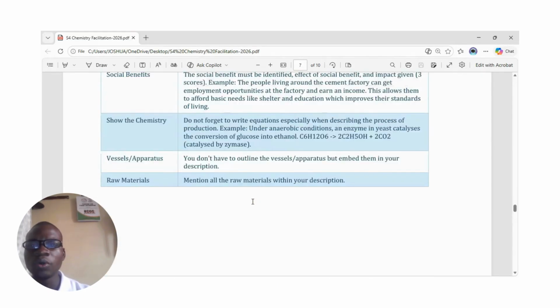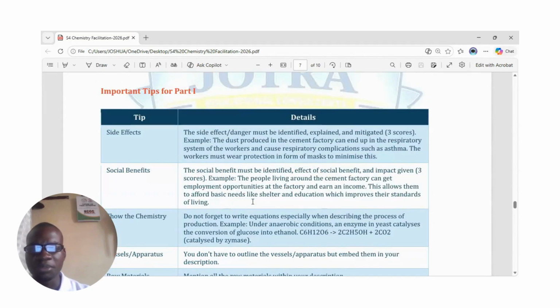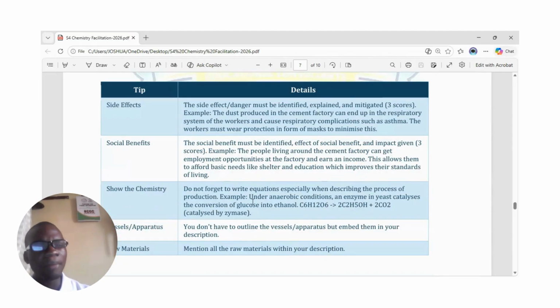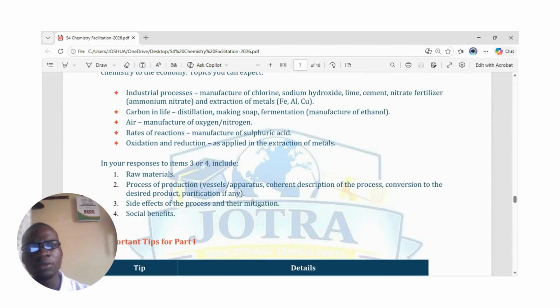So what you need to know are these major tips: side effects, social benefits, the vessels or apparatus, raw materials. All of them are supposed to be included in your response. Then under process of production, I told you what you're supposed to include: vessels or apparatus, coherent description of the process, and then conversion to the desired product, and then purification if there is any.